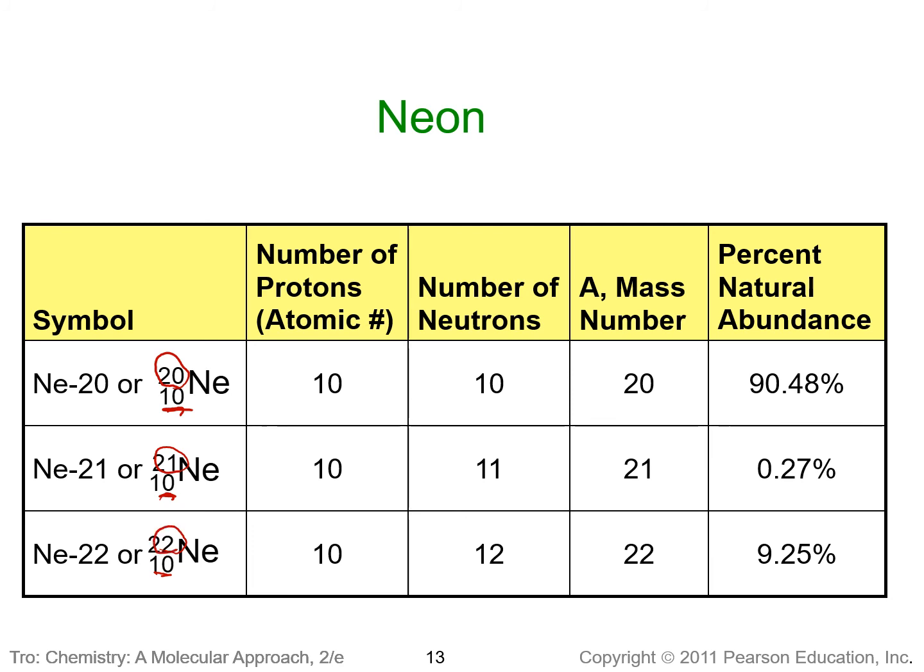That mass number helps us to determine the number of neutrons, because protons plus neutrons equals our mass number. So in order to find the neutrons, we take our mass number, subtract the protons, and we can find our neutrons. And again, these have different abundances found in nature.